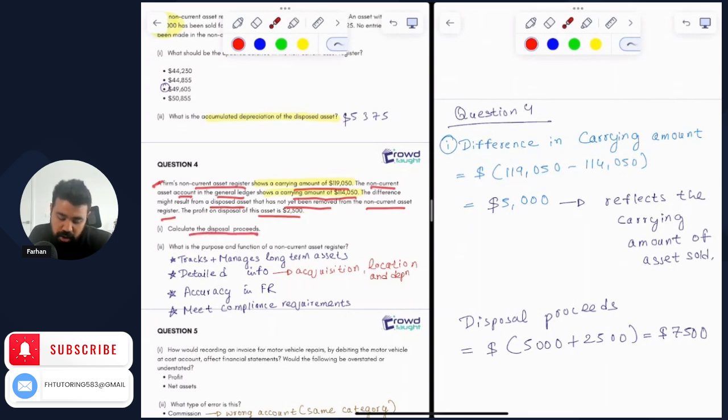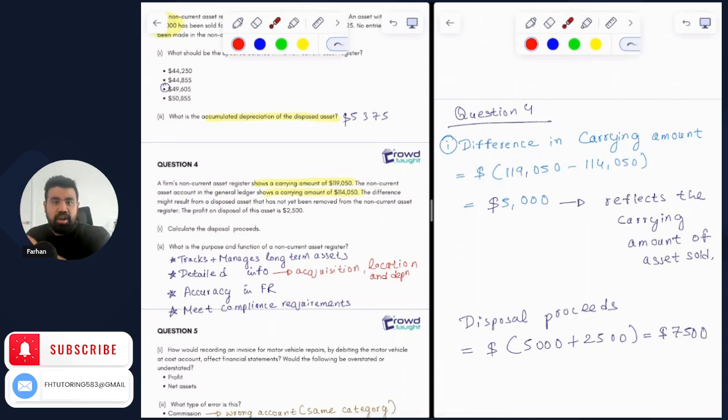Calculate the disposal proceeds. Okay, so what's happening in this question is that in the general ledger, we have a non-current asset account, right? And the balance as per that account in the general ledger is $114,050. But in the non-current asset register, it's $119,050. So you can clearly see that there is a difference or discrepancy, right? So this difference is due to an asset which has been sold that is being reflected in the general ledger, but we have failed to remove that properly from the non-current asset register.